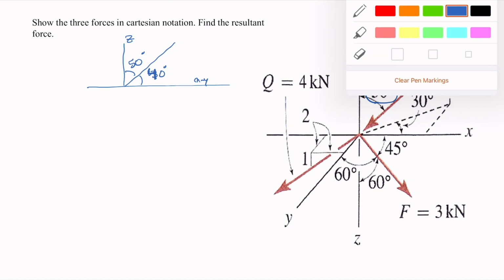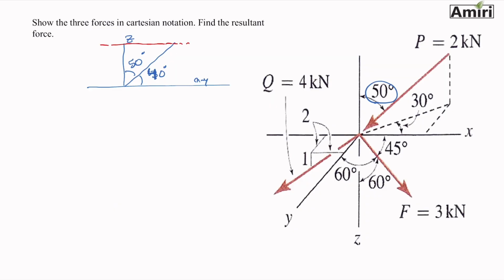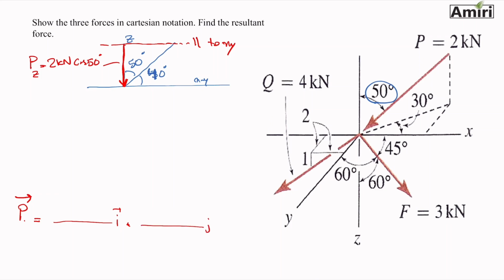So two things we can find right away here. Go parallel to xy. This will be the z component. So Pz would be 2 kilonewtons, and it's adjacent to the 50, so it's cosine 50. So we have one of the components. If I want to write the full vector P, something i, something j, something k, that k is already 2 kilonewtons cosine 50. I already found that.